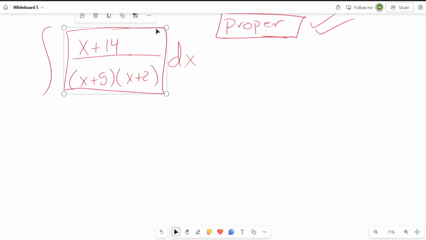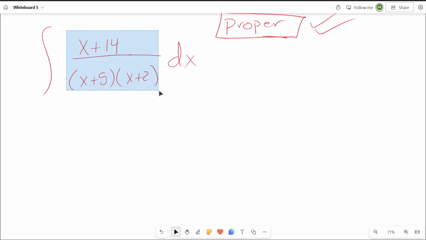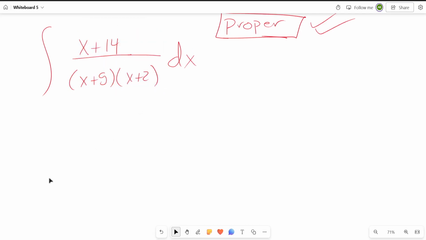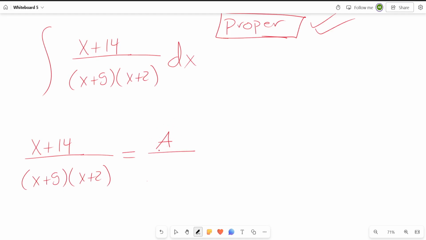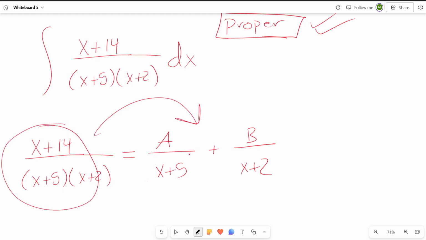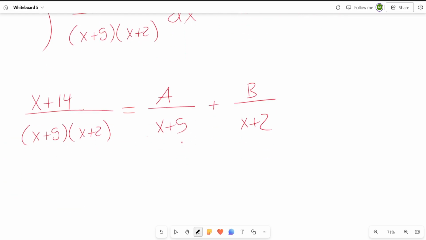Let's just copy this fraction and paste it over here. Okay, let's say we can rewrite this fraction as a, which is some factor, a constant, over x plus 5, which is the first linear term over here, plus another constant b over x plus 2. So I need to equate this to something that looks like this. So I need to find my a and b. So how can I do that?